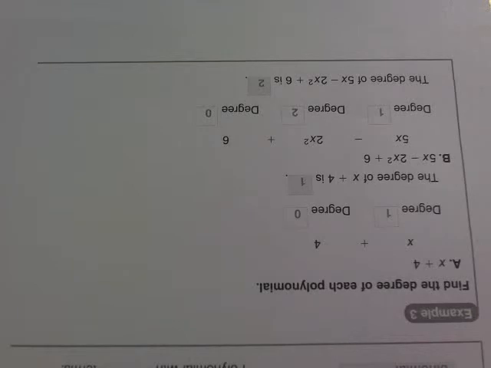Not always though, because for instance, I could give you an x squared and a y squared. They would both have a degree of 2. Why? Because the exponent on both of them is 2. However, since one of them is x and the other one is y, you wouldn't be able to combine them.